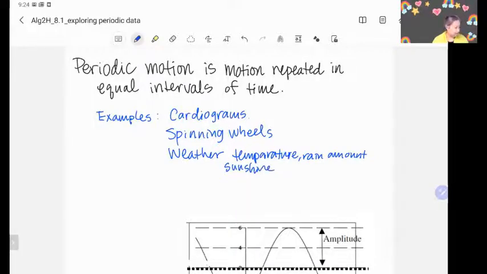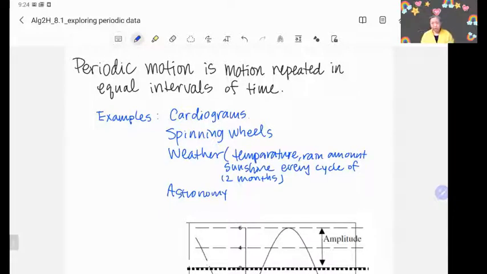And sunshine, and what else? Yeah, it's like every cycle of 12 months. And astronomy, every night you can observe how the constellations move, right? And definitely sound, right? Or light waves.